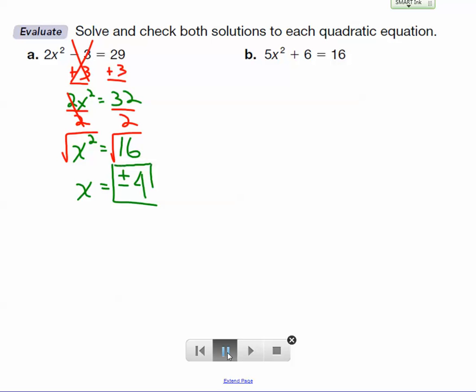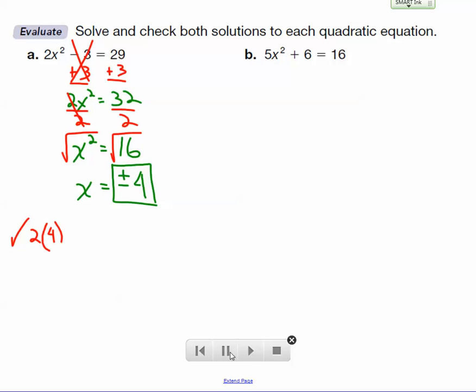which is actually 2 answers, and the clue was kind of given to us in the directions because it says solve and check both solutions. 4 times 4 is 16, and -4 times -4 is 16. So the solutions to this equation are positive and -4. I could write this as 4 comma -4, or I can just save the time by writing plus or minus 4. And we're going to check these answers as well, so let's do that.